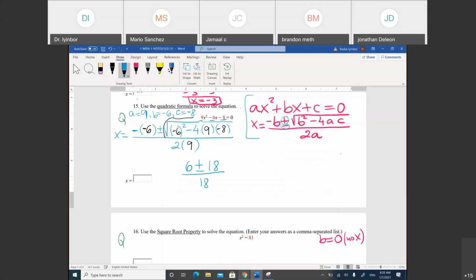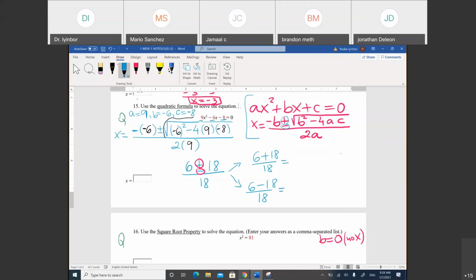Okay, so after you do the square root first, and negative and negative give me plus, from here we're going to split this. We're going to do plus, and you're going to do the minus. Remember, the plus and the minus are going to give you two answers. So I'm going to split it. I'm going to do 6 plus 18 over 18, and I'm going to do 6 minus 18 over 18. And that's how we get the two answers.